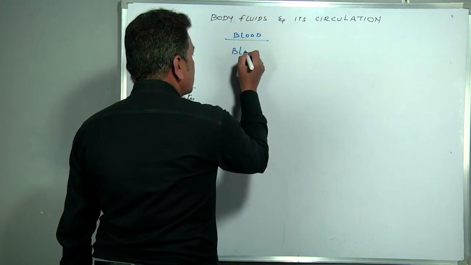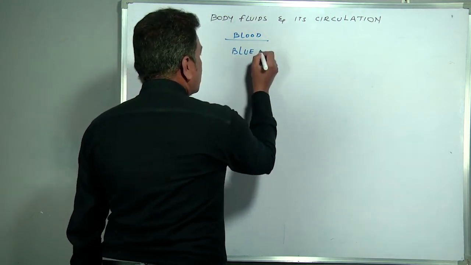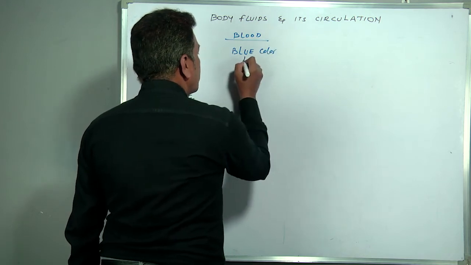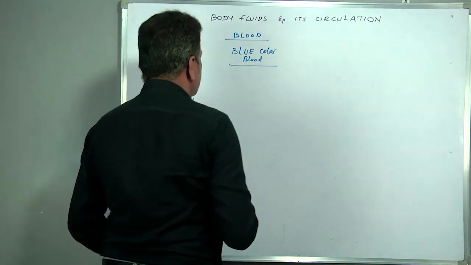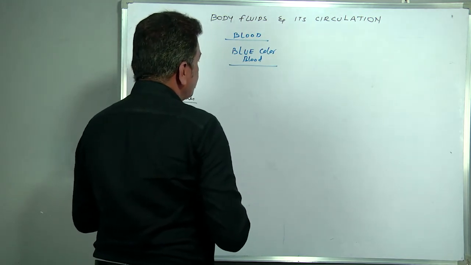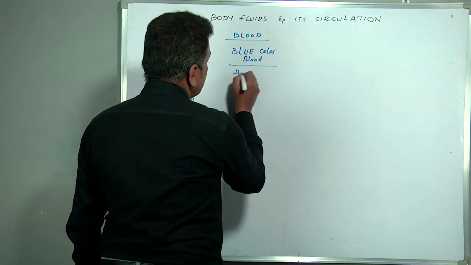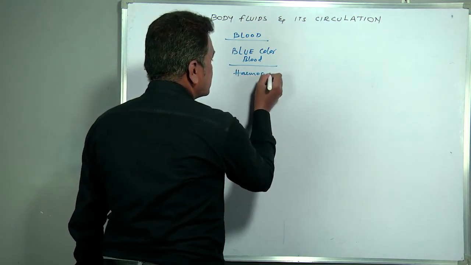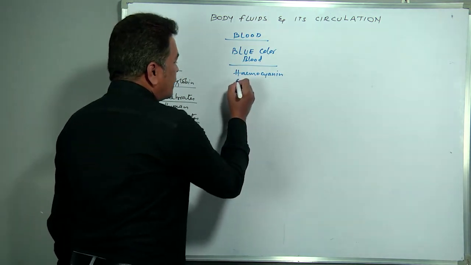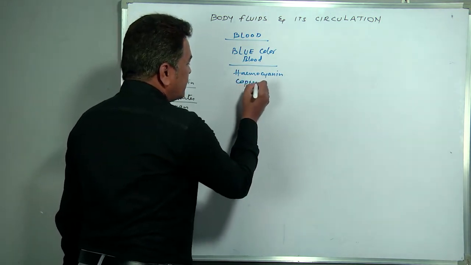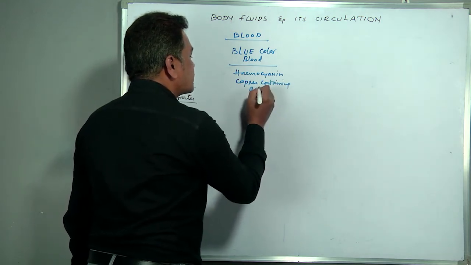See, the color of blood is here blue. Blue color blood. Why this blue color blood? It is due to the presence of hemocyanin. We know that hemocyanin is a copper-containing pigment.